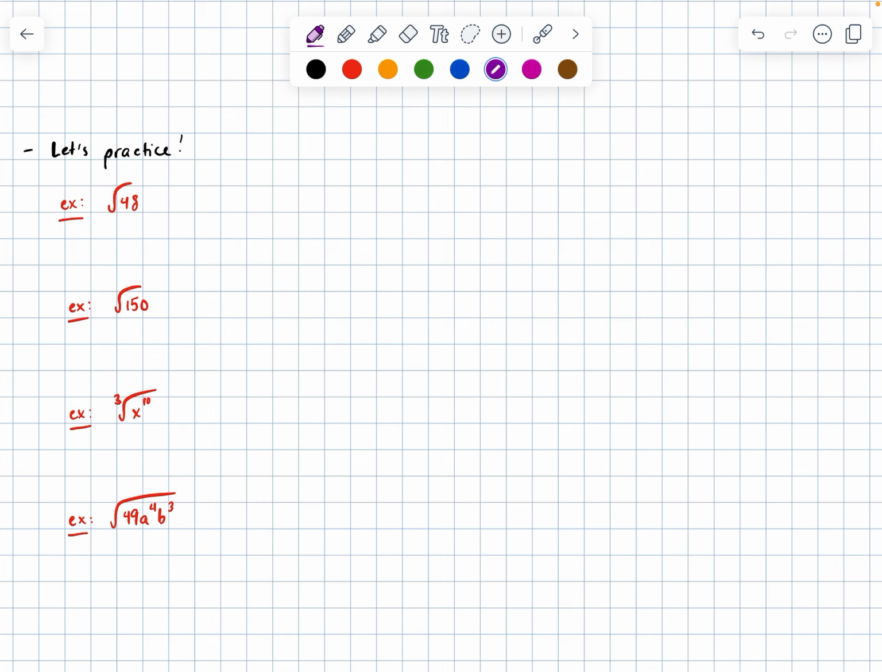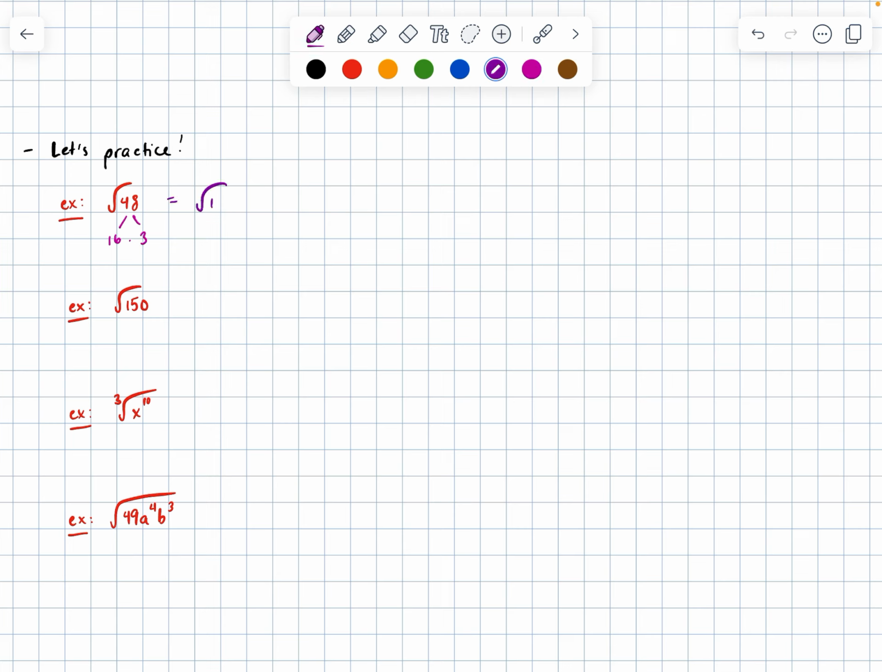So, the square root of 48. Again, I'm not going to pause at any point, but I encourage you, give yourself a little bit of time, work out each of the answers in each set of problems before you check your work with me. So the square root of 48. I know that I have a square root, so I need to make sure that there are no perfect squares in the factors of 48.